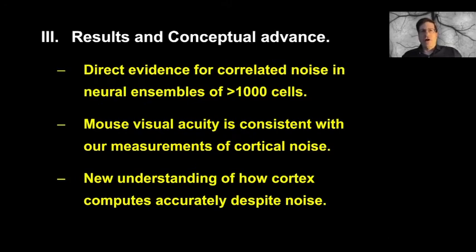In the third part of the talk, I'll show you our biological results, and I'll try to explain what conceptual advance they allow for the field. Specifically, I'll present direct evidence for correlated fluctuations in large sets of neurons on the order of 1,000 cells or more. I'll argue that past measurements of mouse visual acuity are consistent with our measurements of noise in cortical processing. And I'll discuss how these measurements allow a new understanding of how the neocortex can compute accurately in the face of this type of noise.